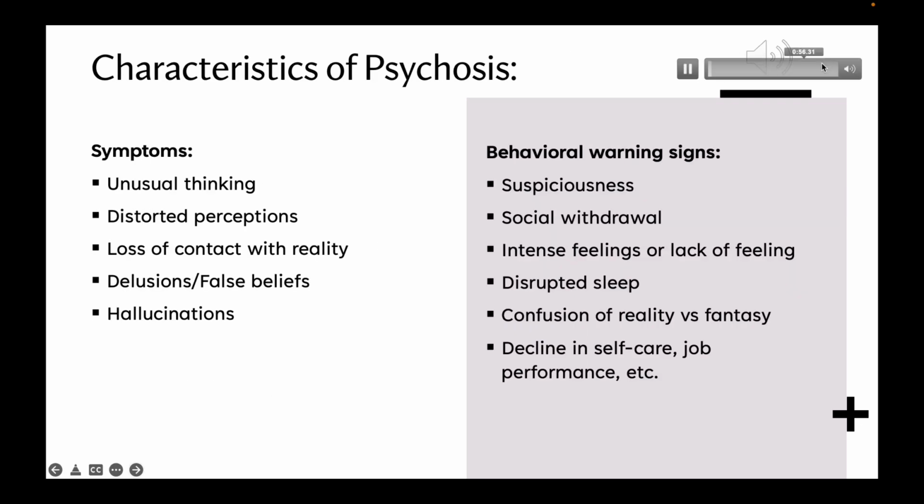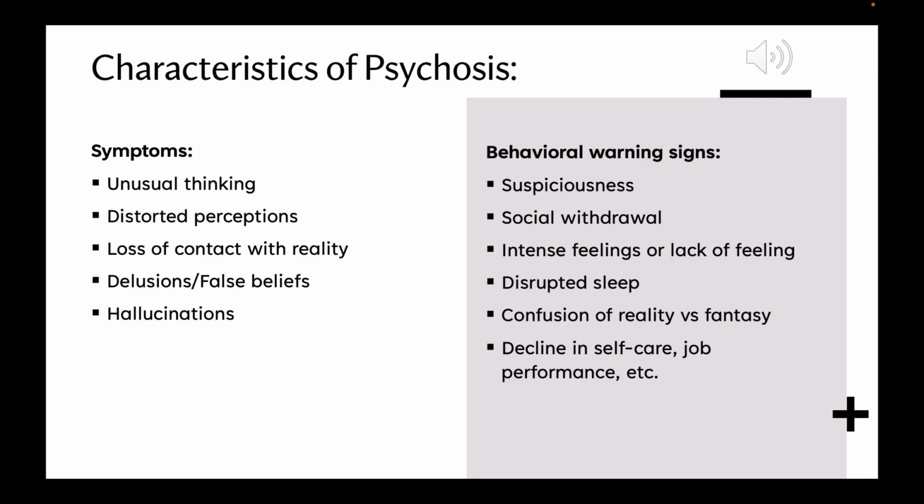Characteristics of psychosis include unusual thinking, which is trouble thinking clearly or being illogical, distorted perceptions, not seeing reality or seeing what's in front of you, but instead seeing hallucinations or delusions, loss of contact with reality, you can't tell your delusions from reality, delusions and false beliefs. You could have beliefs that people hate you or that people are talking about you, but it's all going on in the head, and hallucinations.